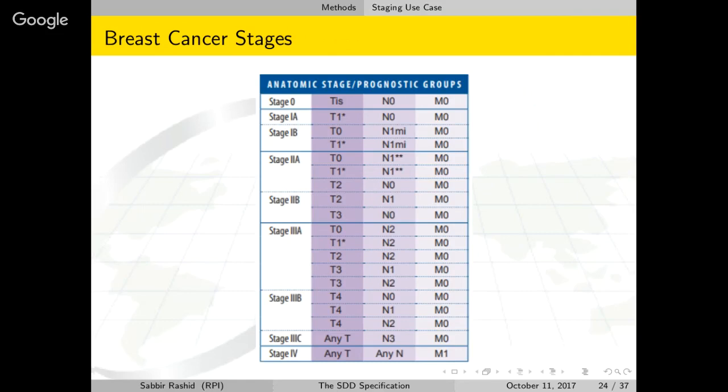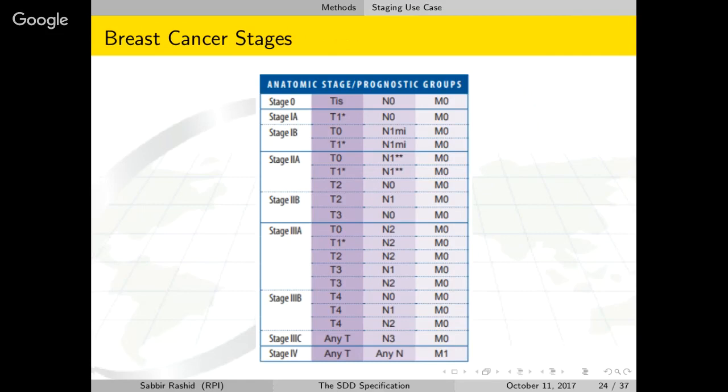So what was kind of cool about using the semantic data dictionary for something like this is that we can use the SDD spec to annotate this breast cancer staging data from SEER. And then each of these data variables corresponding to the T value, the N value, and the M value will be annotated. So we can then create a rule or an axiom saying that any person that has cancer, which has a tumor of these certain characteristics, then we can classify that person as having stage X cancer.